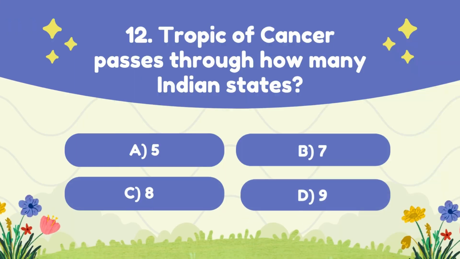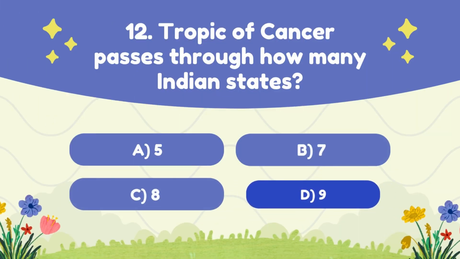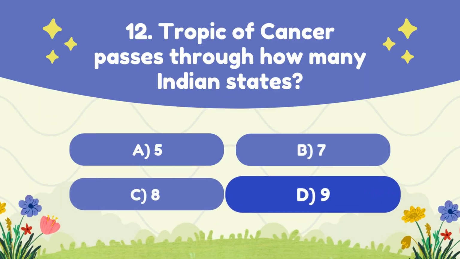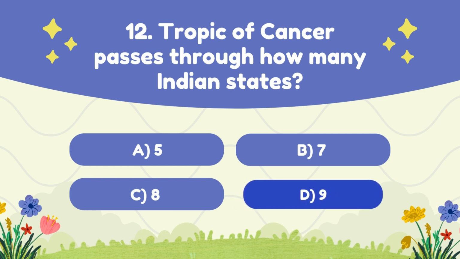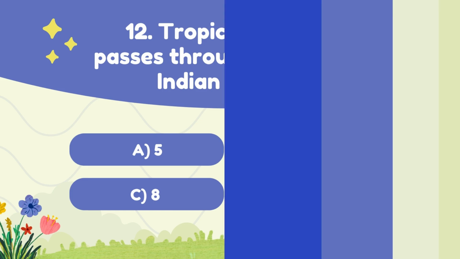Tropic of Cancer passes through how many Indian states? A. 5. B. 7. C. 8. D. 9. The answer is 9 states. It includes Gujarat, Rajasthan, Madhya Pradesh, Chhattisgarh, Jharkhand, West Bengal, Tripura, Mizoram, and Odisha.